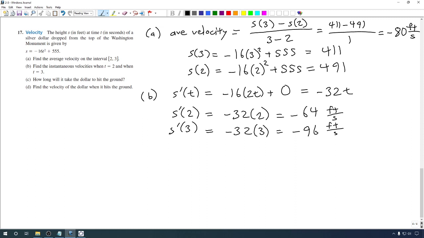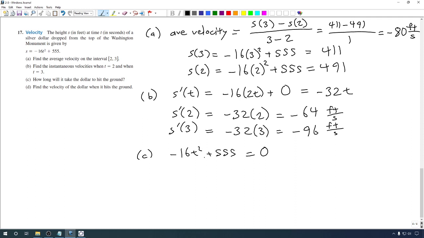Continuing on, we can do part C. Part C, they're asking how long will it take the dollar to hit the ground. So we have to interpret what that means in terms of this function. Basically, what do we know about what's happening at the ground? Well, we know there the height is equal to 0. And that means we're looking at what t value gives us an s value of 0. Basically, when is negative 16t squared plus 555 equal to 0 feet?